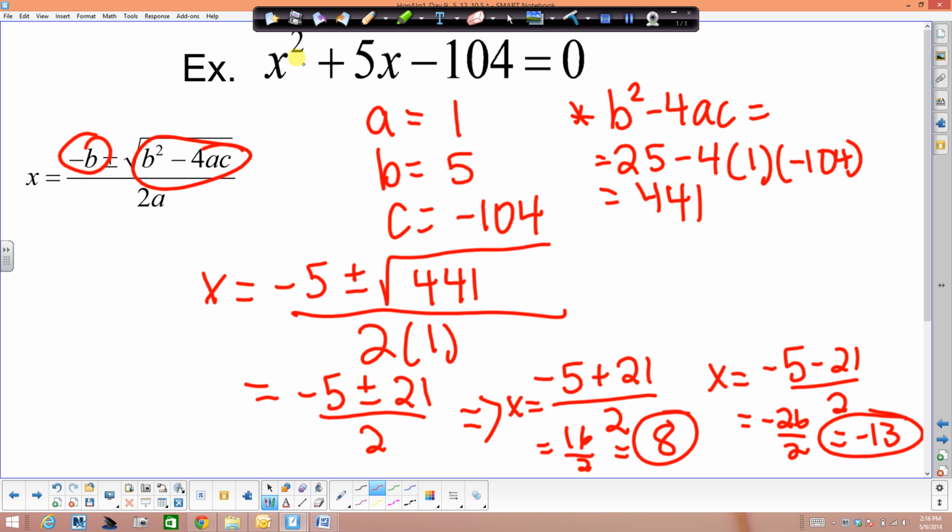And remember, since the degree is 2, then we know that it should have two solutions.